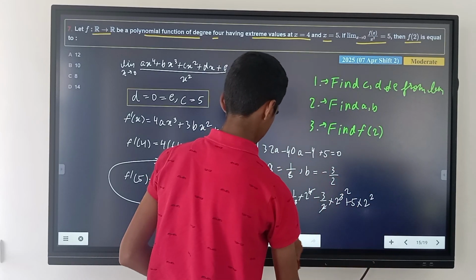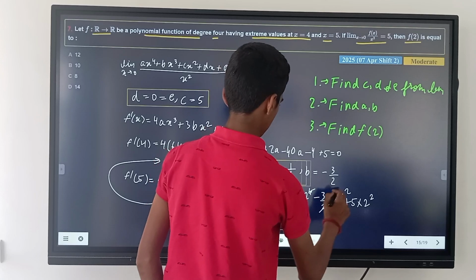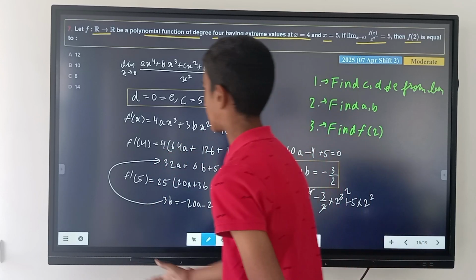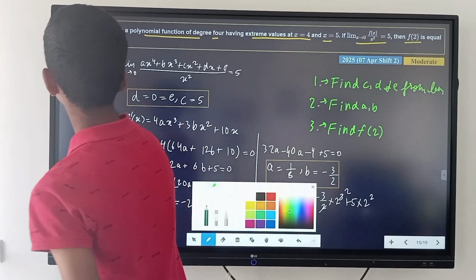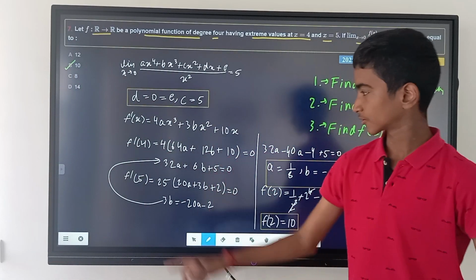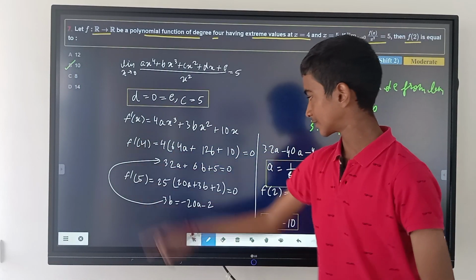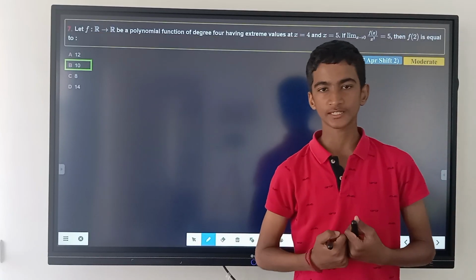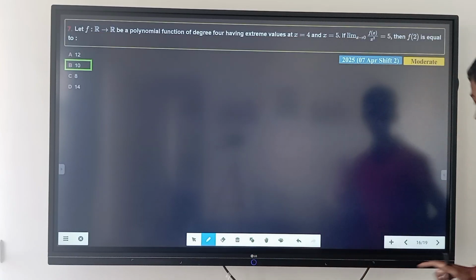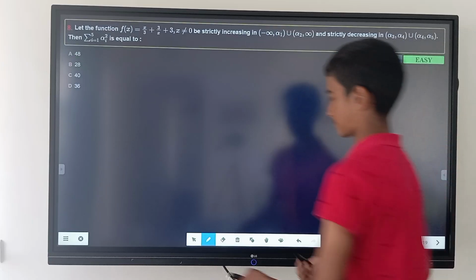So from here, our f of 2 is equal to 10. So our answer will be option B. And I'm very sorry for the calculation mistake in this step. And here is our solution, and we can see that our answer is correct. Here is our next question.